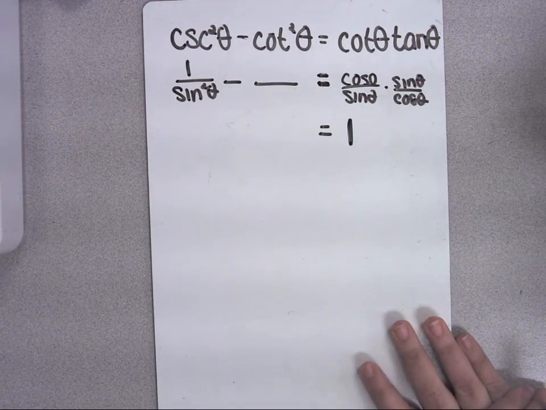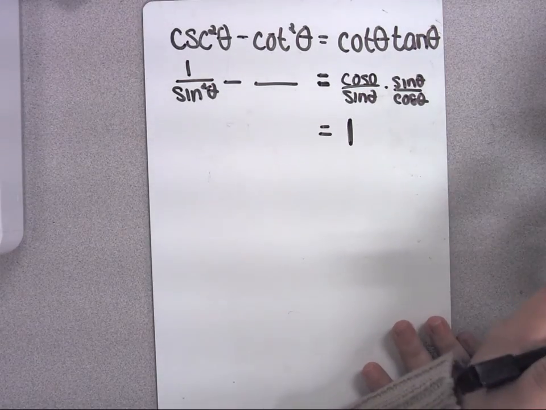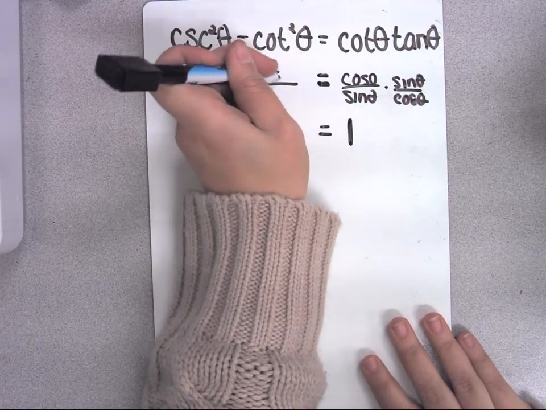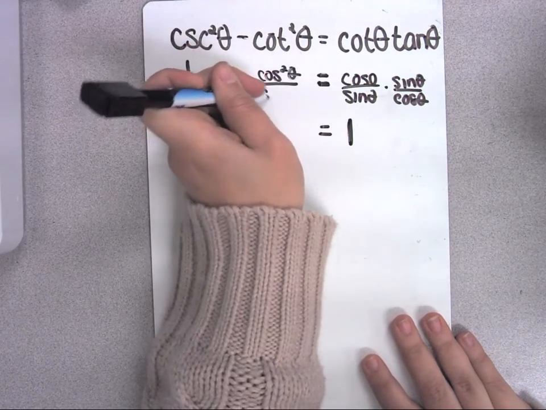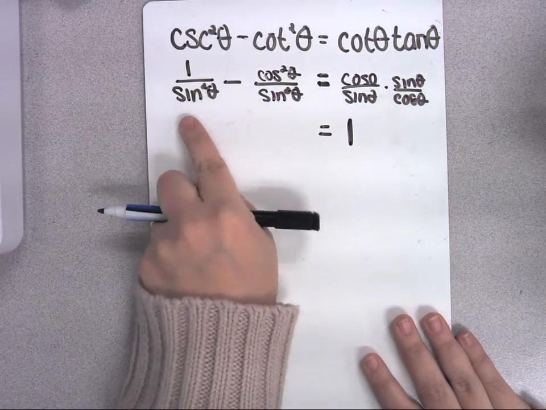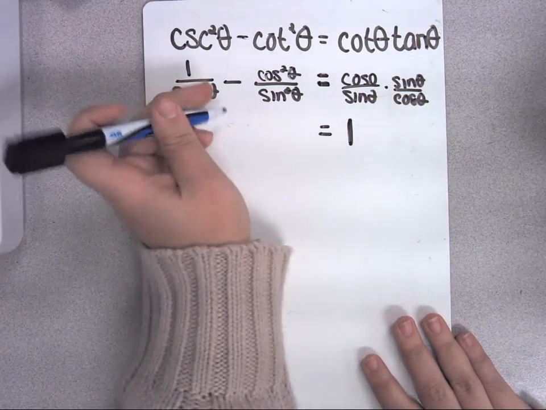There are 2 ways to do this problem. He just answered it in 1 second. If you can't see this, this is the other way to do it. Cotangent is cosine squared of theta over sine squared of theta, yes? What do you notice about the denominator? No, they're the same.